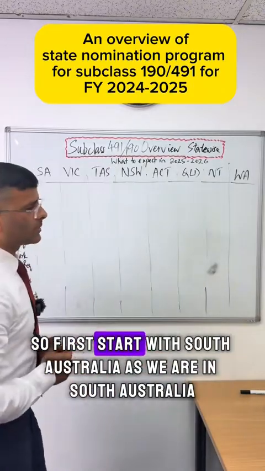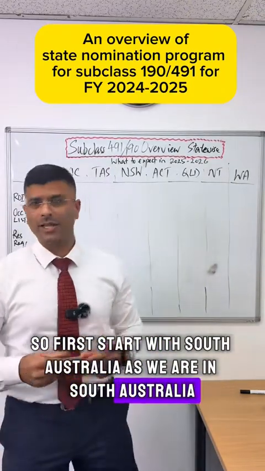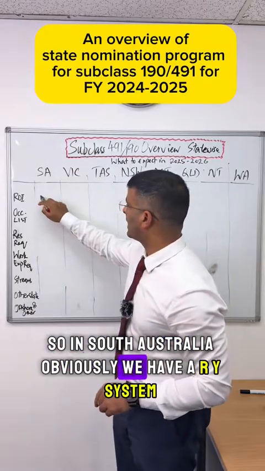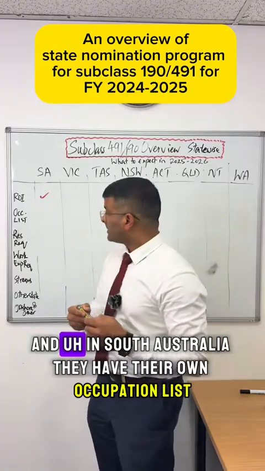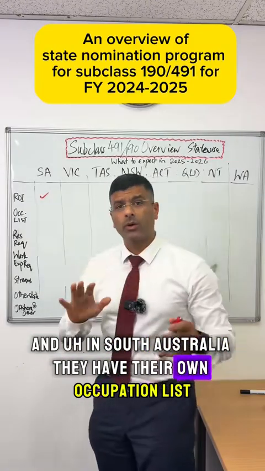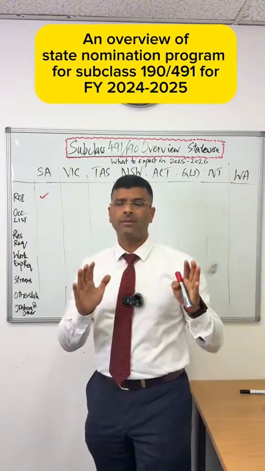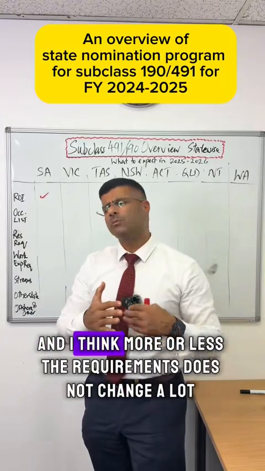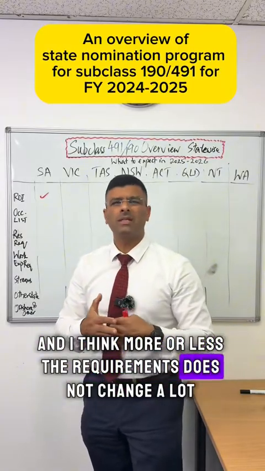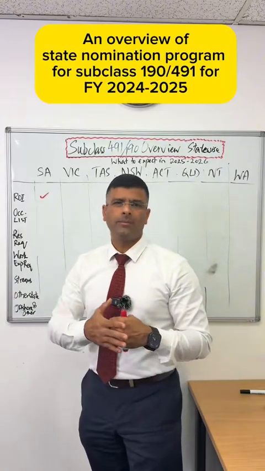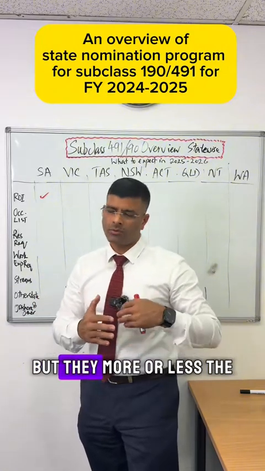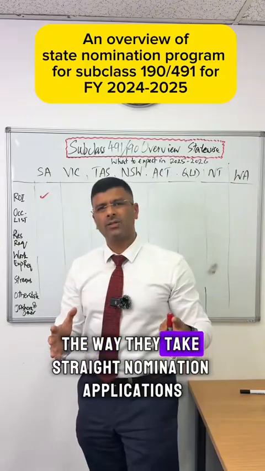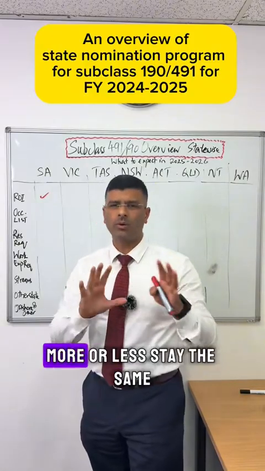So first start with South Australia, as we are in South Australia. In South Australia, obviously we have an ROI system, and they have their own occupation list this financial year. I think more or less the requirements do not change a lot from financial year to financial year. They tweak it a little bit, but the way they take state nomination applications more or less stays the same.